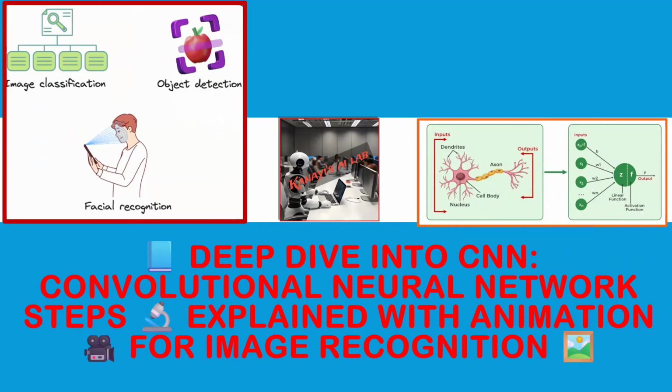The question is, why CNN? Because CNNs are specifically designed to understand visual data by capturing spatial features, something standard neural networks struggle with. So in this video, let's break down CNN step by step and understand how they work in tackling real world image recognition tasks with the help of some animation and simple explanation.